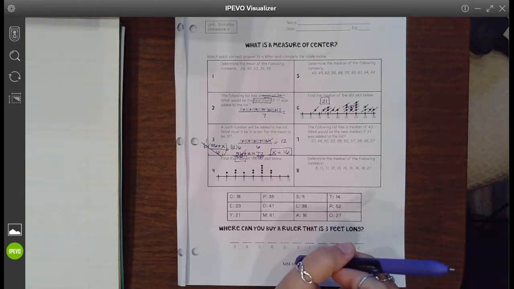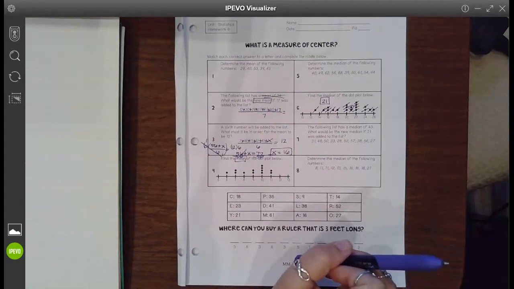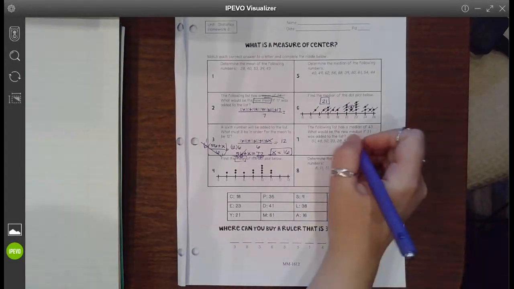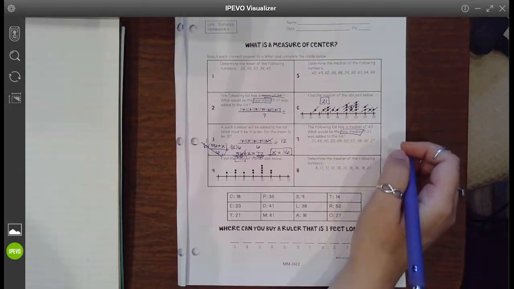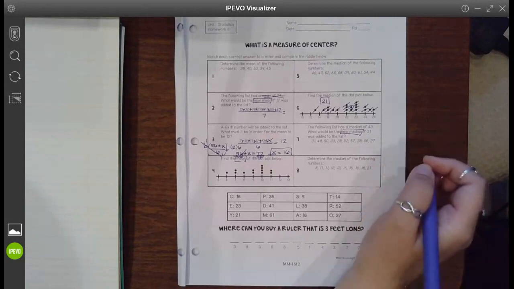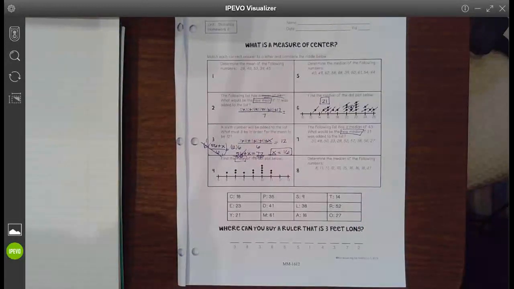Okay, the last one I want to help you with is number 7. Number 7 says the following list has a median of 43. What would be the new median? Okay, so we're not asked to find the median, we're asked to find the new median if 21 was added to the list.